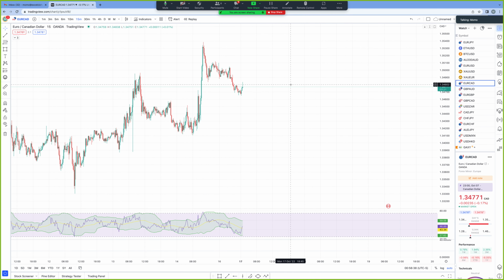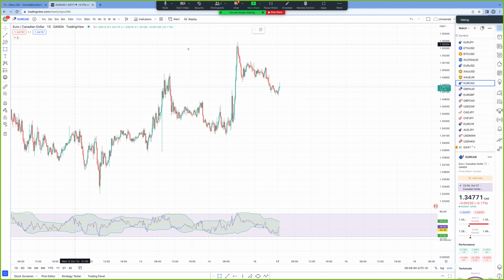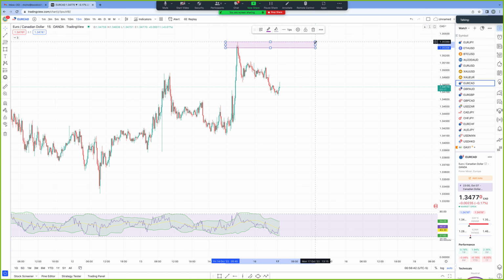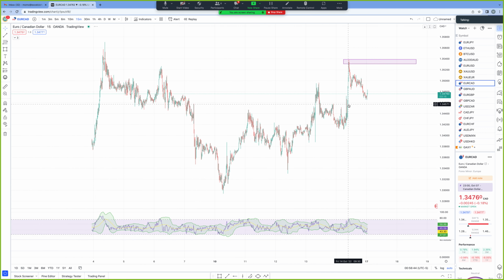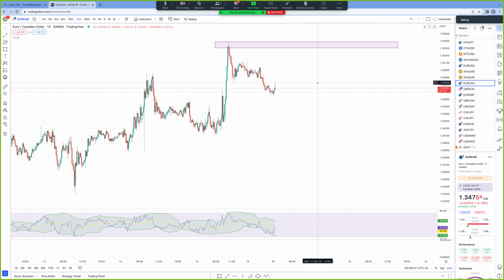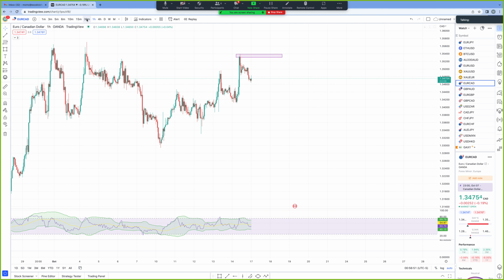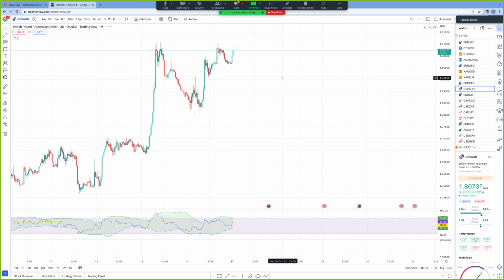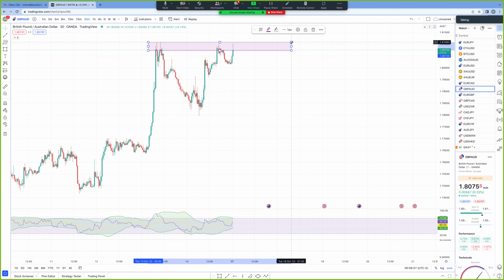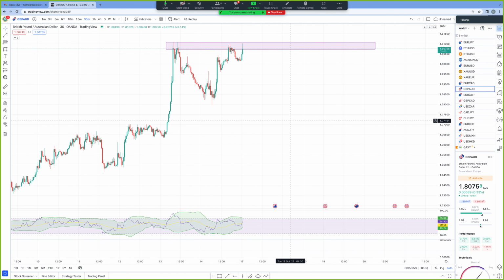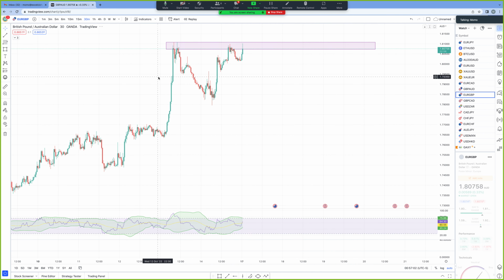Euro CAD, resistance here. Apart from that, nothing too clear, I'm sure. Yeah. GA, have a nice zone there. We'll look for a clean break here.